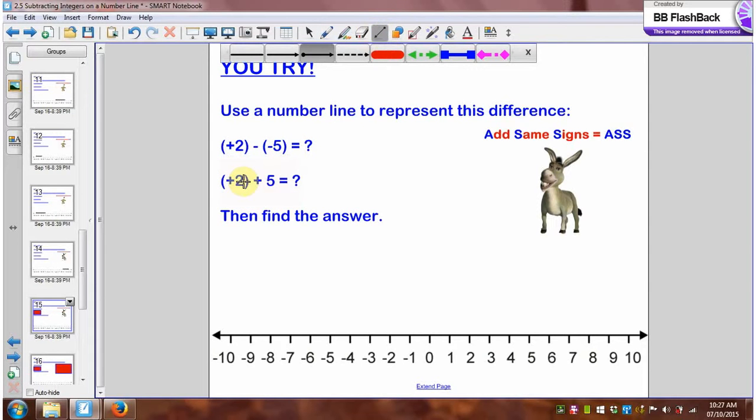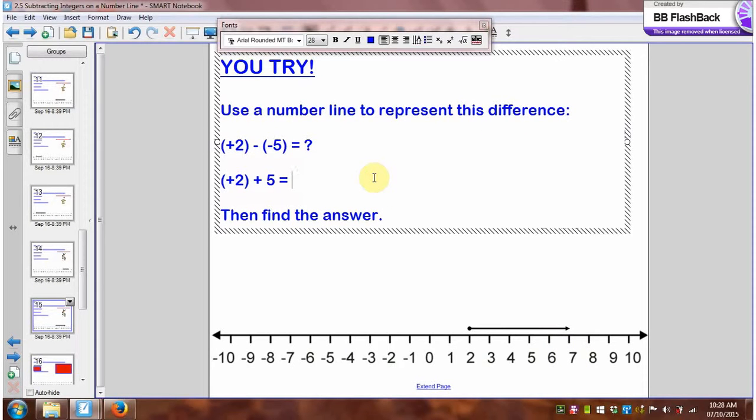To do that on a number line, we start at our first number, which is a positive 2, up here. And then we're adding 5. 1, 2, 3, 4, 5. And where do we end up? 7. That's our answer. Does that make sense? 2 plus 5 is positive 7.